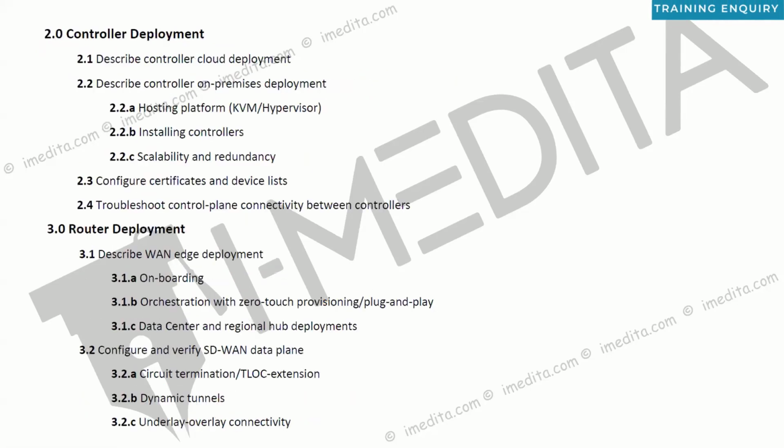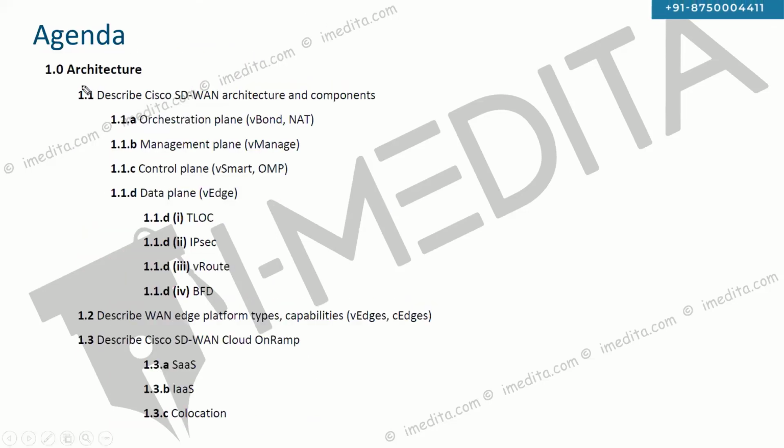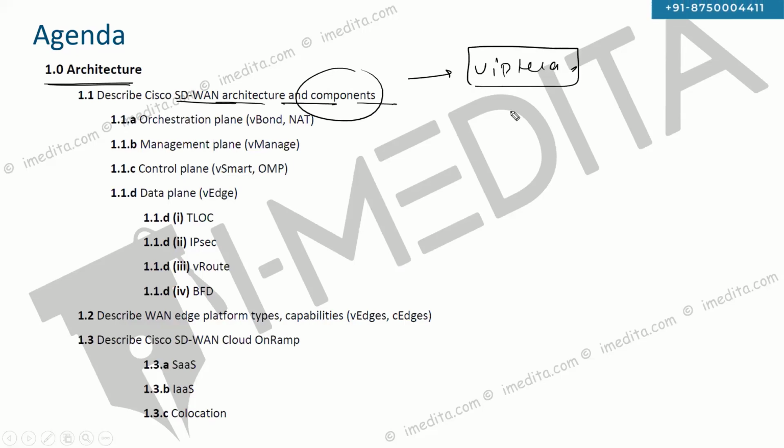The first part, the architecture part, is going to focus basically on the SD-WAN architecture and the components, like what are the components that make up the Cisco SD-WAN solution. Again, we will be focusing on Viptela based SD-WAN. We are not going to focus on the Meraki based SD-WAN. Meraki is also one SD-WAN solution that Cisco offers. We are going to focus on Viptela based SD-WAN.